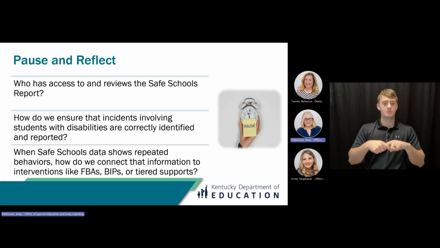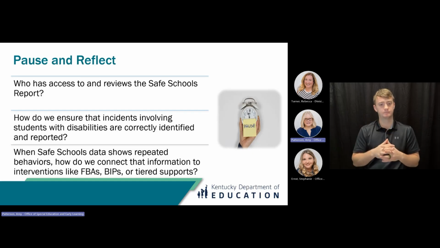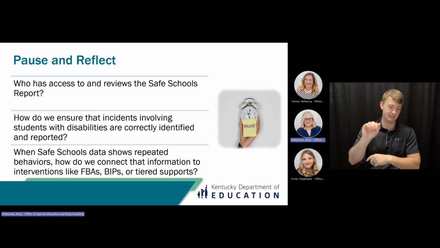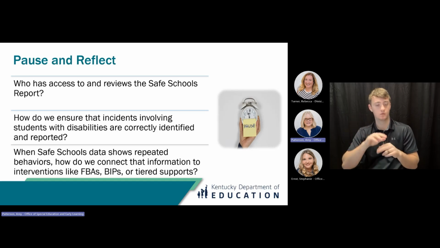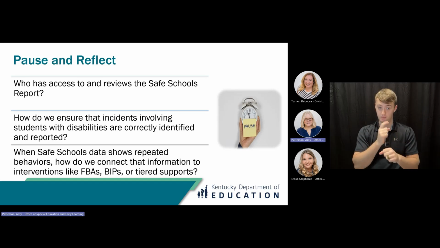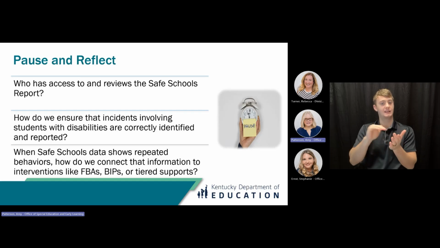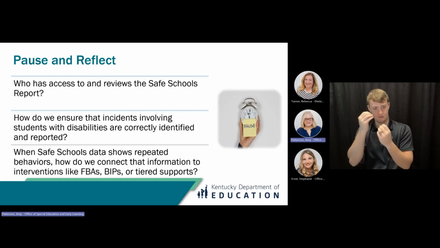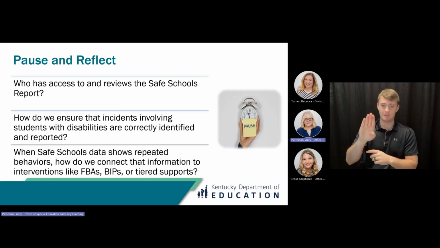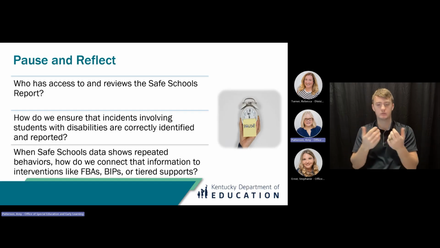Please take a minute to pause and reflect now. Who has access to and reviews the Safe Schools report or Tableau report? How do we ensure that incidents involving students with disabilities are correctly identified and reported? And when Safe Schools data shows repeated behaviors, how do we connect that information to interventions like FBAs, BIPs, and tiered supports? Take a minute and discuss with your team.